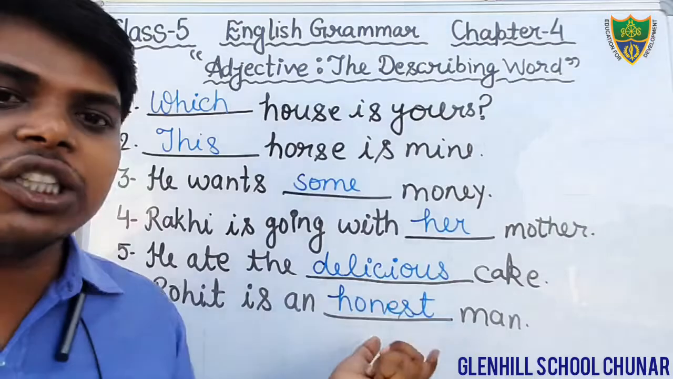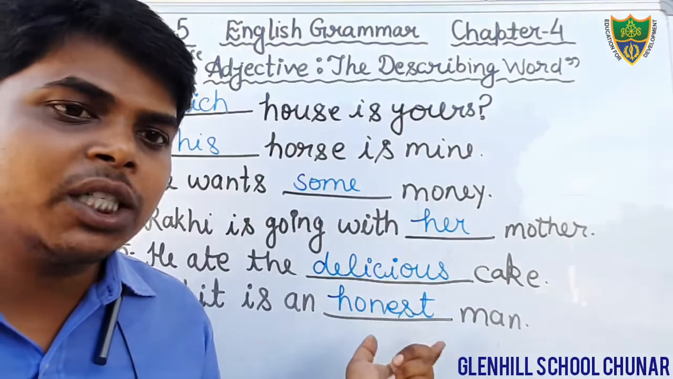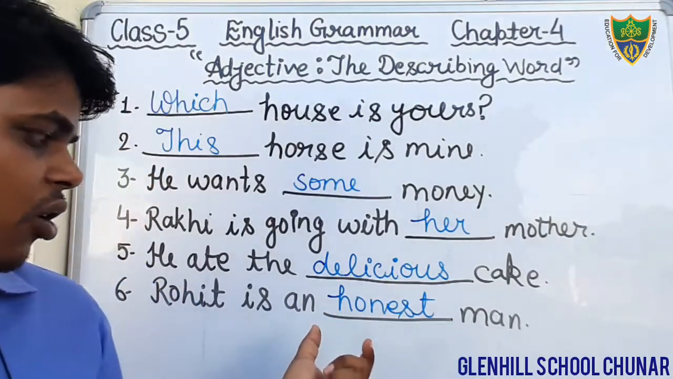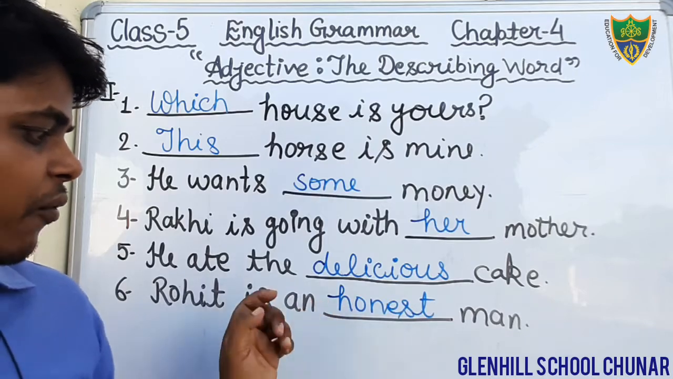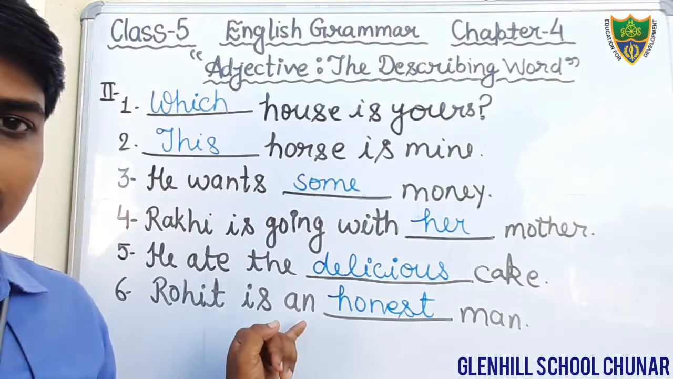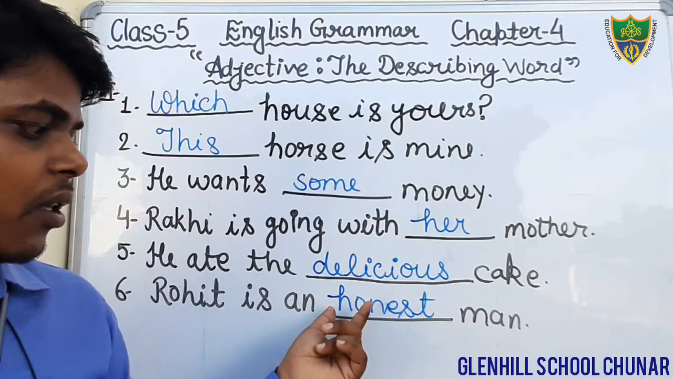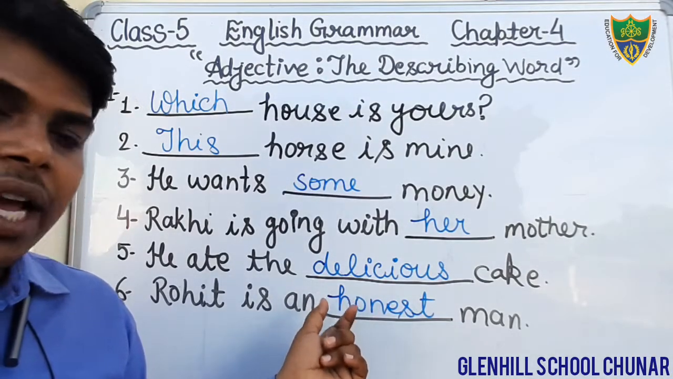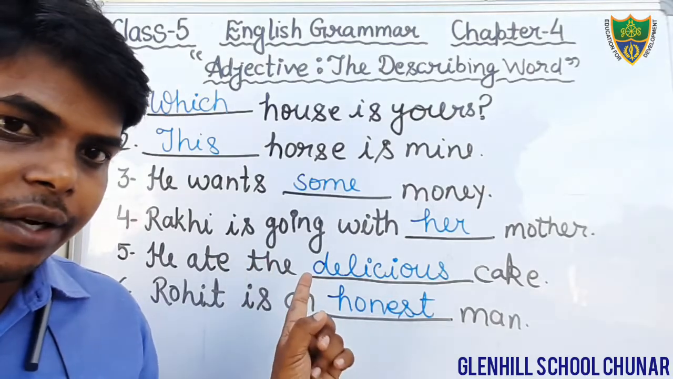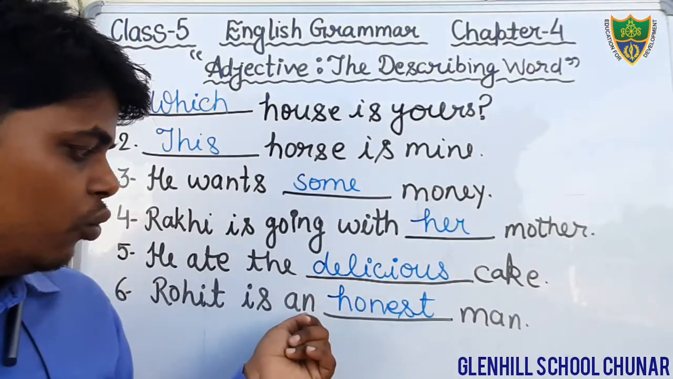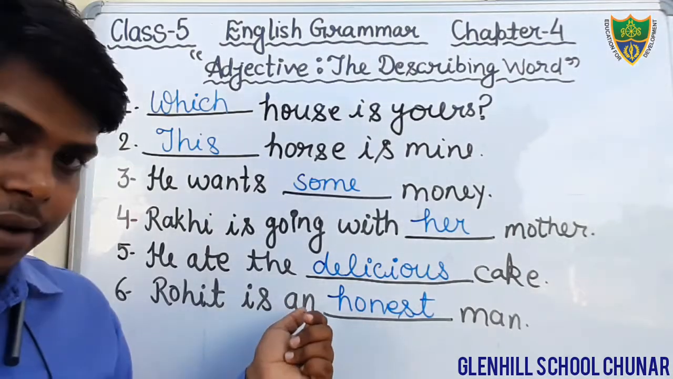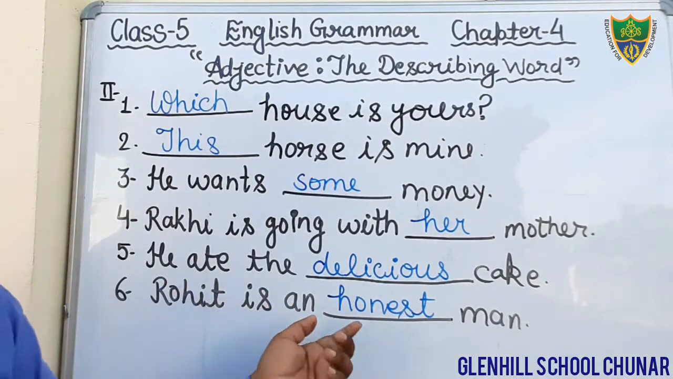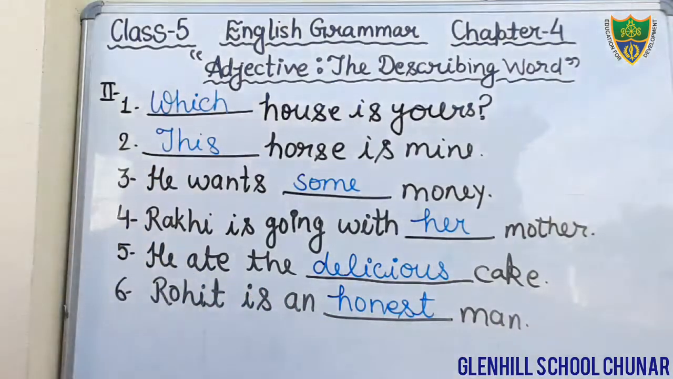Okay, the word honest is an adjective. What kind of adjective? Adjective of quality. And here we are using the word an because the pronunciation begins with a vowel sound. The pronunciation of H here is A, therefore we will use the article an. Rohit is an honest man. Okay students, just fill in the question number 6 the word honest.